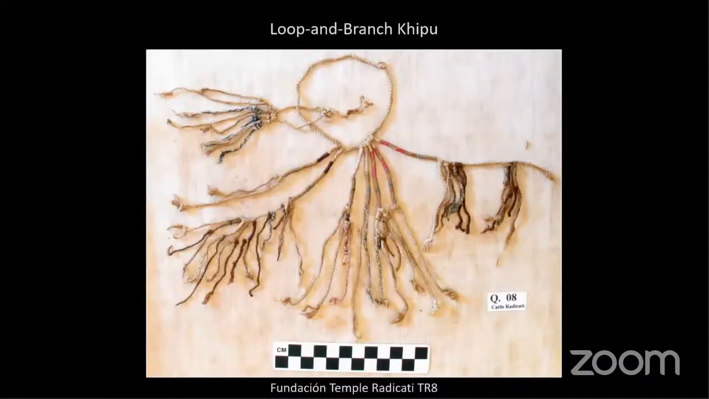In the loop and branch type, pendant cords are attached directly to a loop that is made of a separate cord, as seen in the loop and branch quipu currently on exhibition at the Museo de Arte de Lima. Notice that there is a miniature loop and branch quipu attached to the main loop of this quipu. We'll refer to this again later.